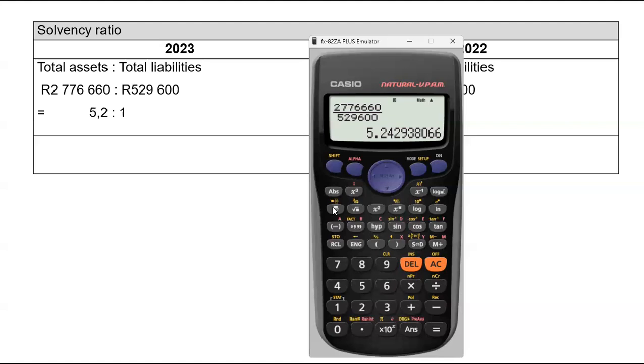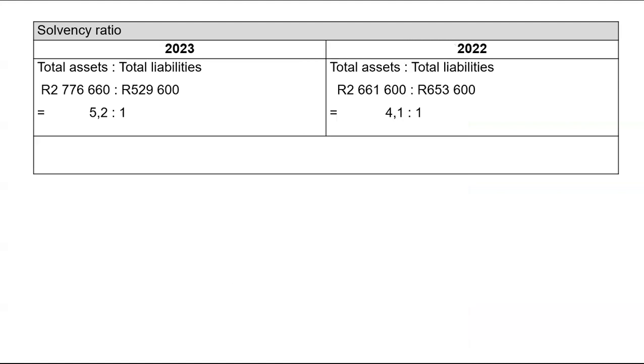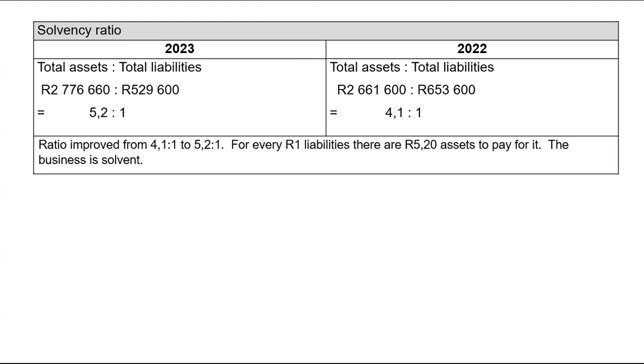Okay, and when you look at your solvency ratio for 2022, it is 4,1 is to 1. You will note that your solvency ratio has actually strengthened from 4,1 is to 1 to 5,2 is to 1. So it's improving from 2022 to 2023. You have to mention that as part of your comments. That means for 1 rand of a liability, you'll have 5,2 rands of your assets. Now the business is solvent. It will be able to settle its long-term liabilities.